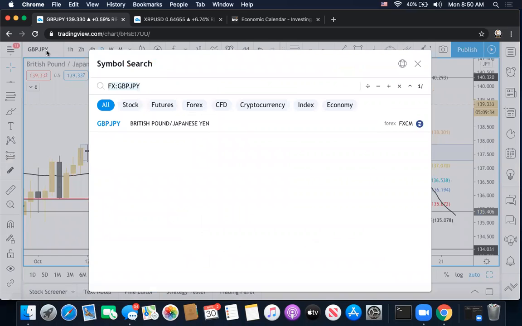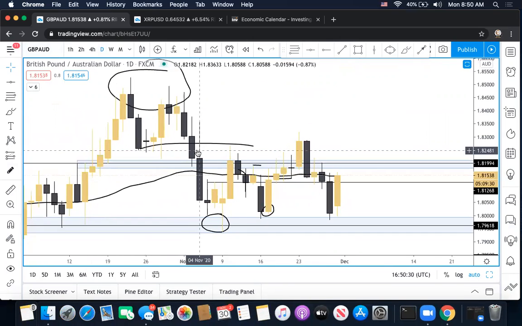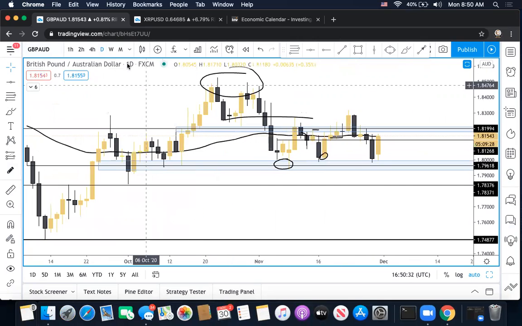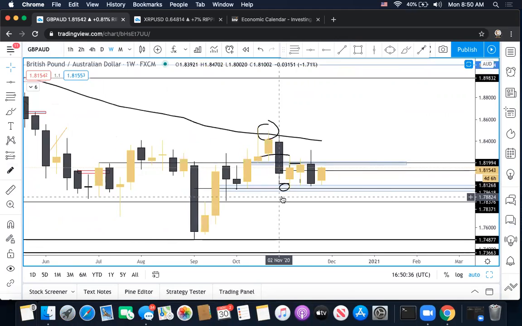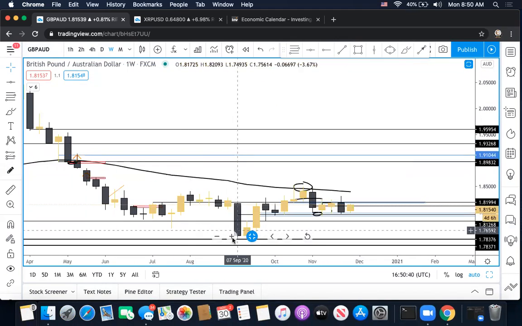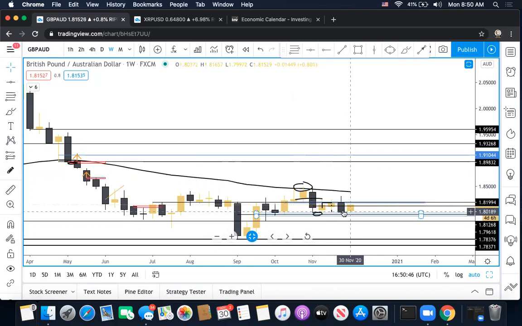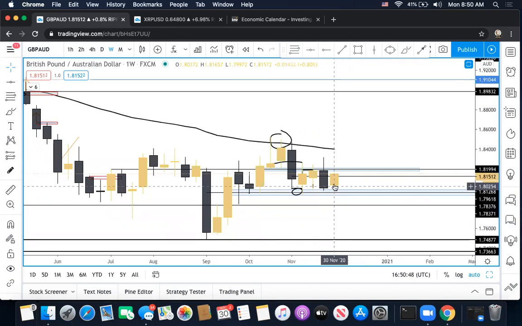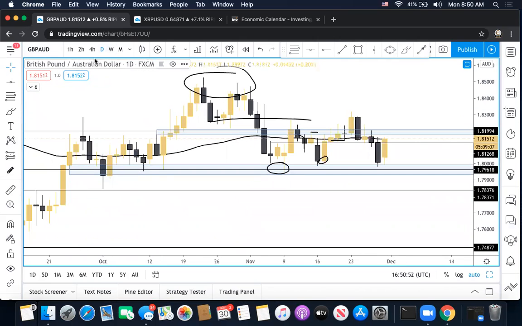All right, GBPAUD. So this pair is a little tricky on the weekly. It looks bullish because we just had structure push to the upside, reach 185. The market dropped back down, found support perfectly at this level, and then now we look like we're about to get a rejection.